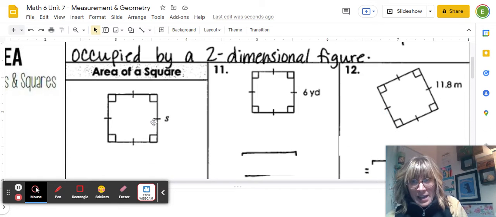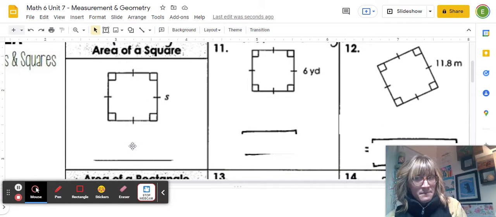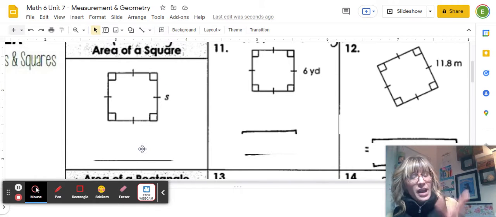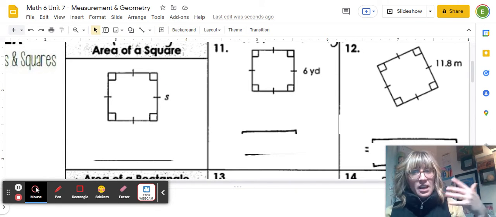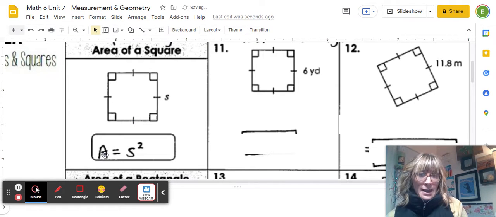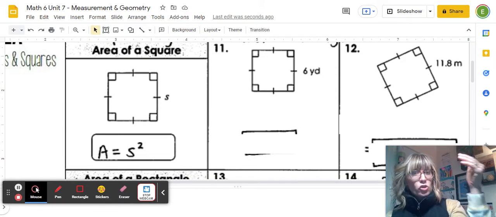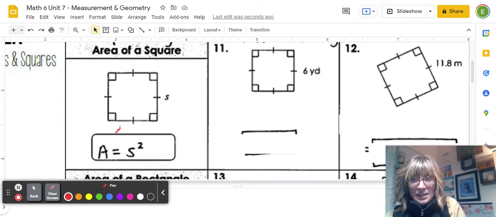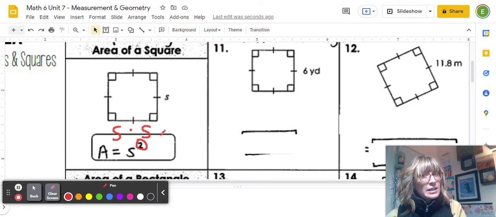So, area can be found with a formula. If we have a square and we know that all the sides are the same exact length, we can use that to our advantage. We could say the area, or A, is equivalent to S, side length, squared. Squared is the same thing as side length times itself, the exponent amount of times. There's two s's, two side lengths, and we multiply them together. We can do that in a square because all of the sides are the same length.